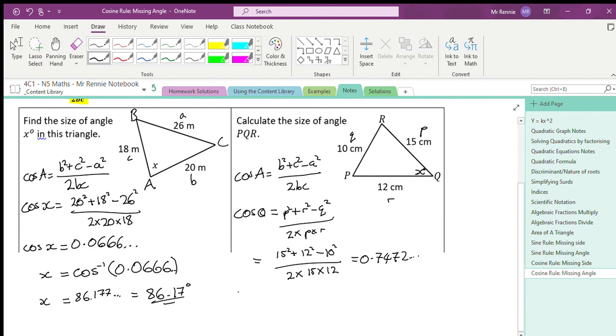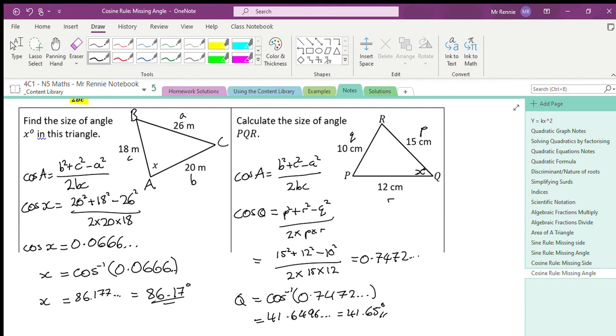So we want to work out q, so it's going to be inverse cos of our answer, 0.7472 dot dot dot, and if you do the inverse cos of that, you get 41.6496 dot dot dot, which equals 41.65 degrees. Okay, so that is the answer to that question. That's what the angle at Q is that we labelled X earlier.